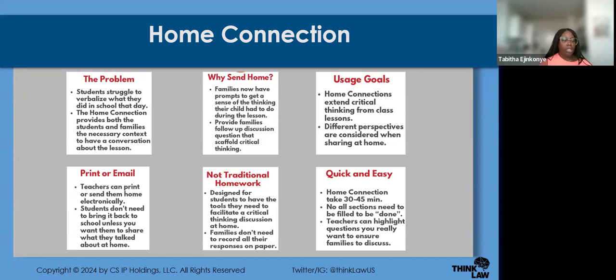Teachers can highlight questions that you really want to ensure that families discuss, which is really great. We do give you a variety of things that you can ask, but I think this is a really important piece.